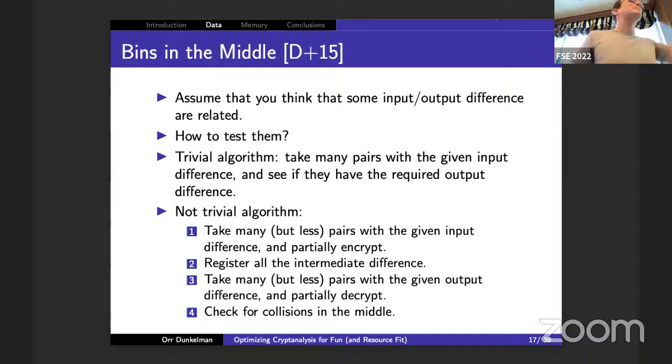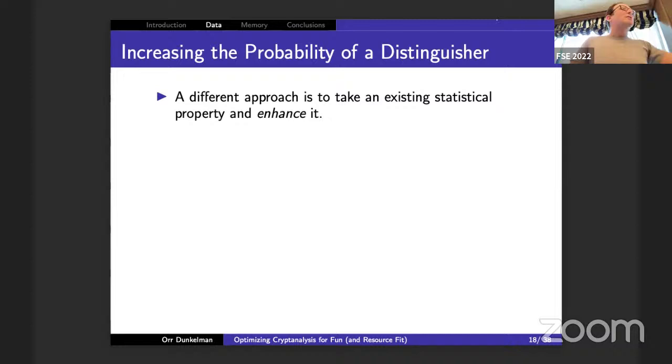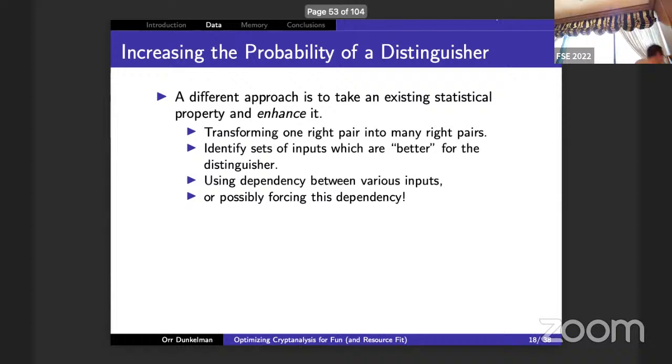Okay. So now that we have the differential characteristics and we have the linear approximations, let's try to take them and make use of them in a better way. And specifically, let's try to make the distinguisher work better. And for that, we can use various ideas. This is actually done in many works, and I'm just going to go over some of the techniques, and there are obviously many other techniques.